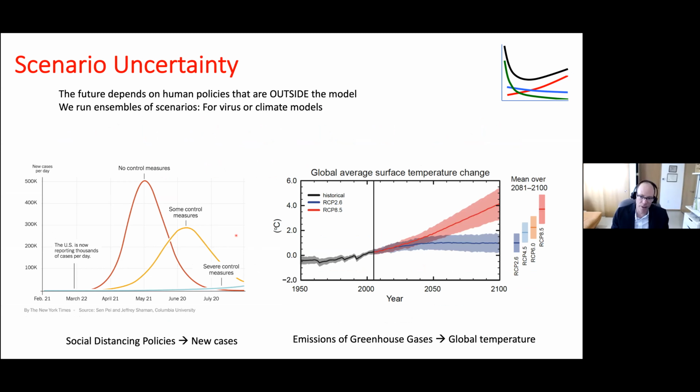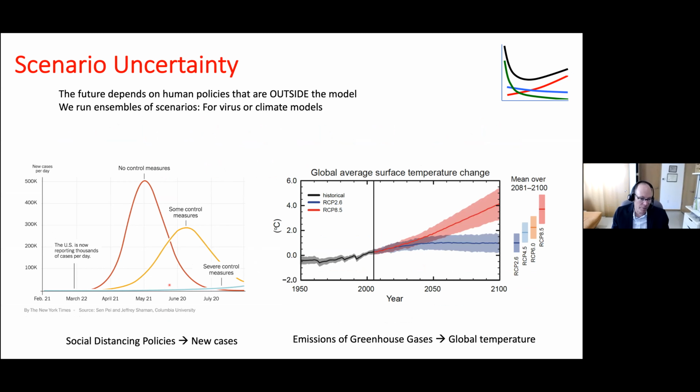The last one is scenario uncertainty. Scenario uncertainty is how the future is going to evolve. The future typically depends on human policies that are outside the models. We run ensembles not just of individual initial conditions, but when we're looking at long-term projections, we actually want to run ensembles of different scenarios for either virus or climate models.